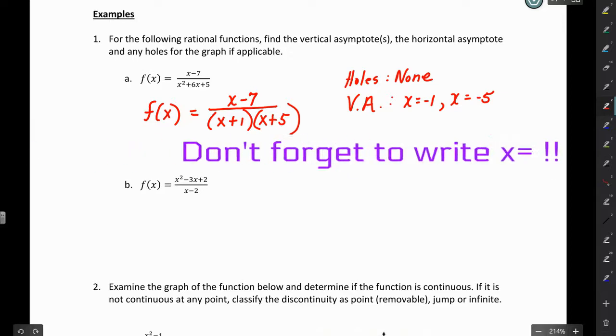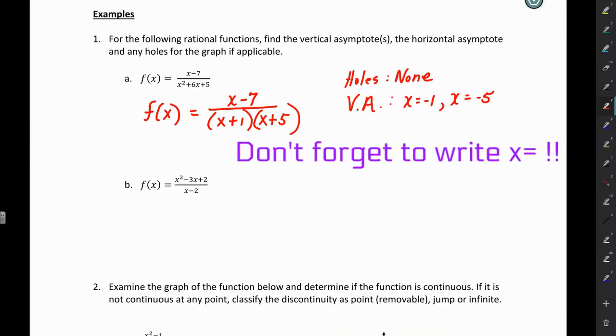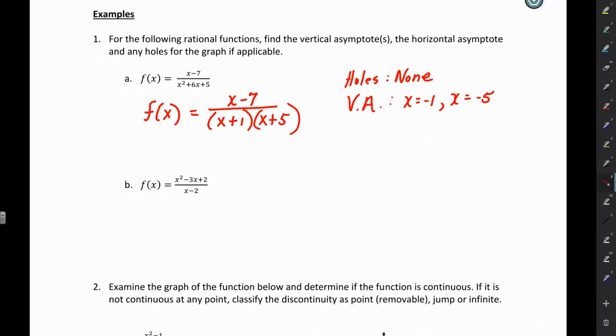Now, it's really important that you write x equals. Vertical asymptotes are lines. They're equations of lines. If you just write negative 1 and negative 5, it can mean anything. It can mean a point. It could mean it's a horizontal asymptote. So you have to be really careful that you include this x equals part when you're writing out a vertical asymptote. And the last part is the horizontal asymptote.